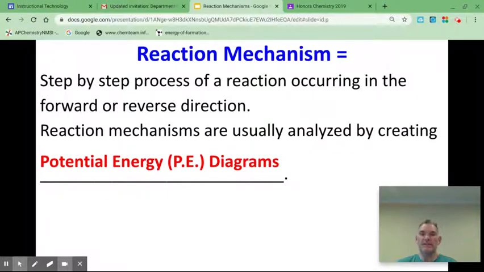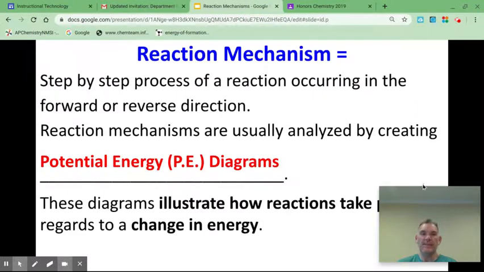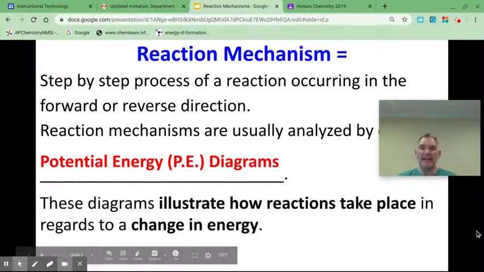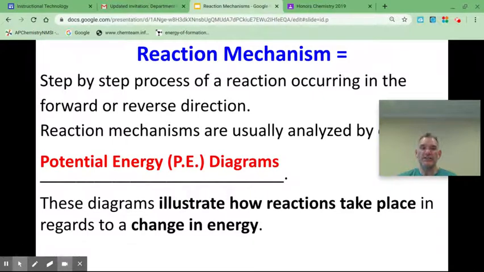So sometimes things are going to collide, but nothing happens. Sometimes they're going to collide, but don't have enough energy to finish all the way through, hence potential. And then sometimes they're going to collide and completely go to completion. So we have to take that into consideration when we analyze these diagrams. These diagrams allow us to illustrate how reactions take place in regards to a change in energy. So we're going to analyze diagrams and apply them to our knowledge of energy being endothermic and exothermic.